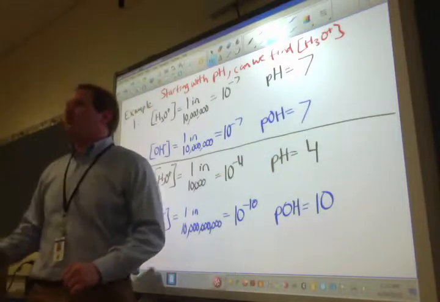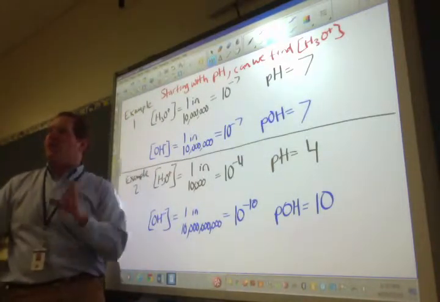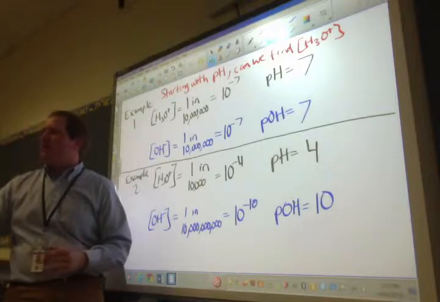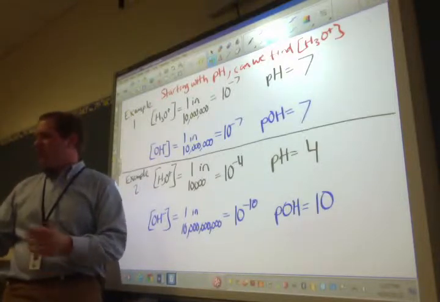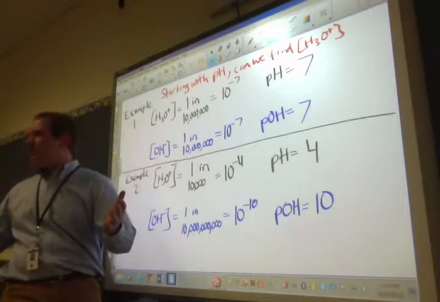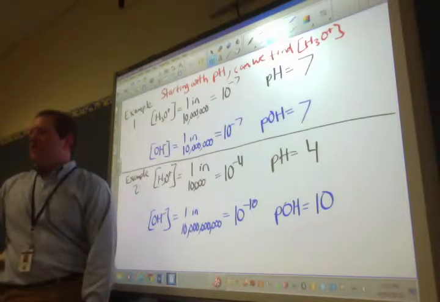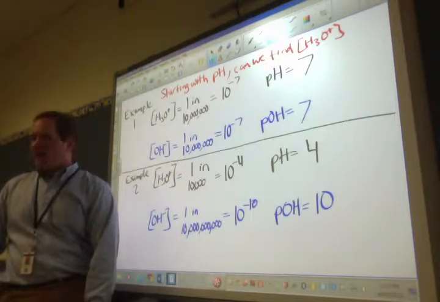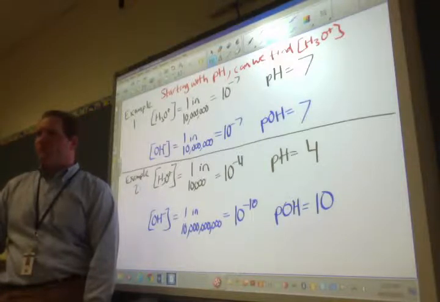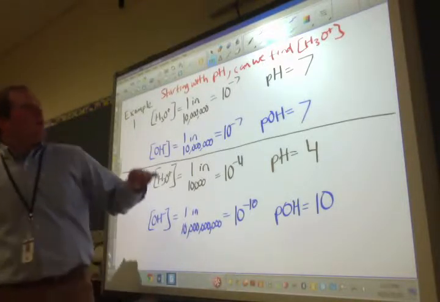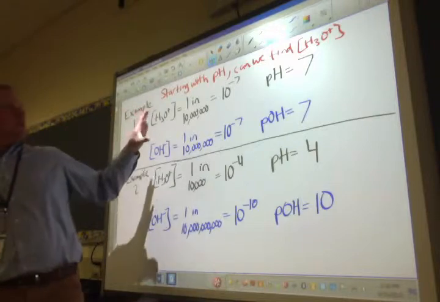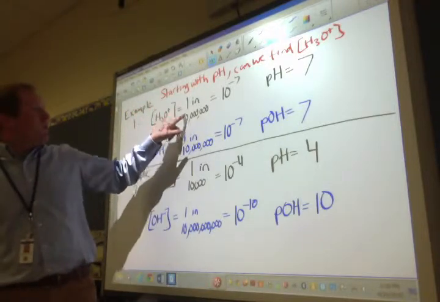Okay, so what we've done so far is, starting with hydronium ion concentration, we figured out how to find pH. What's the formula for that? pH equals negative log of the hydronium ion concentration, H3O. Good.